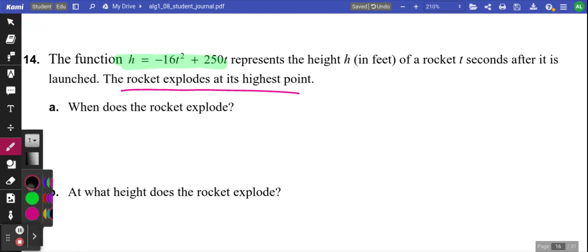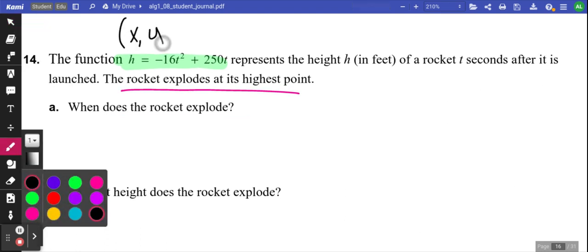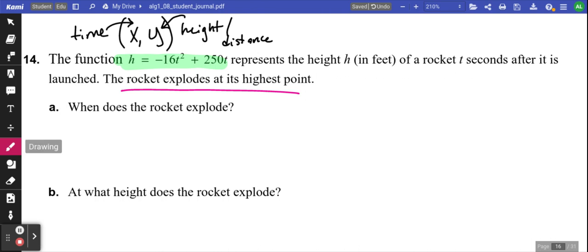We know our vertex is this x, y point. Your x is always going to be the time. A lot of times they'll say, when does it reach its highest peak? Or when is it at its highest or lowest or whatever? The x value of your vertex is your time. Your y is your height or distance, whatever it is you're measuring. Usually it's one of the two, especially with the easier ones I'm giving you.